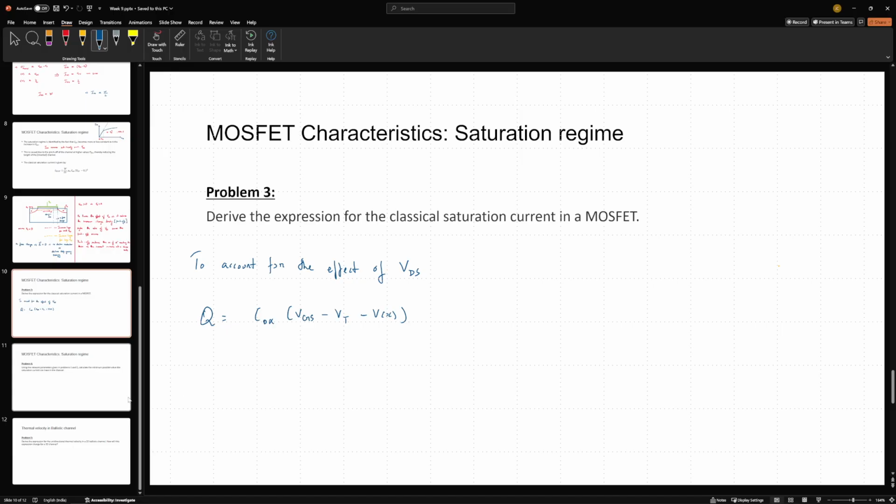So I'll just write IDS is equal to W times Cox into (VGS minus VT minus V of X). I can no longer make the linear approximation for the electric field, so I am going to have to write the whole thing here. So minus sign will come out here, mu n into dVx by dx.